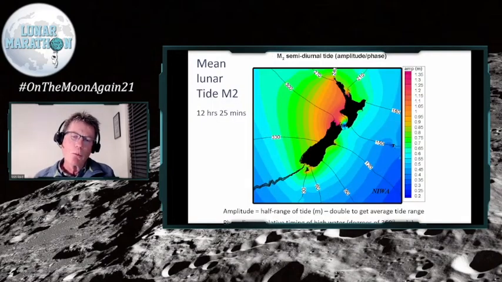So when we put that in a co-tidal map, this is what we call a map of co-tidal. The lines join all the places around New Zealand where the tide is occurring simultaneously. So each line has a high tide that occurs at the same time. And the color is the half range or the amplitude of the tide. So we get big tides on the west coast and smaller tides on the east coast.